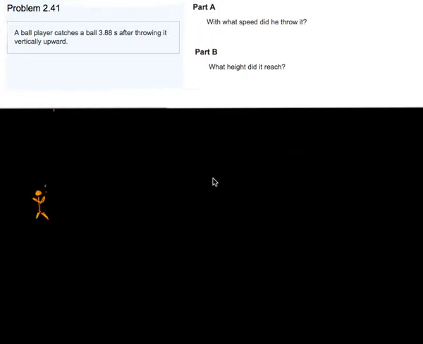So we have this problem where a ball player catches a ball 3.88 seconds after throwing it vertically upward. So we'll have some initial velocity here. The ball's going to rise and reach a maximum height where its velocity is going to be 0. And then it's going to fall back down and they're going to catch it. So the total time is 3.88 seconds.